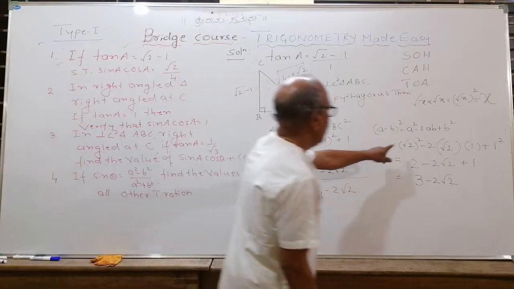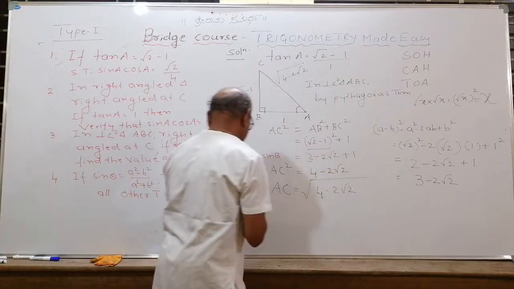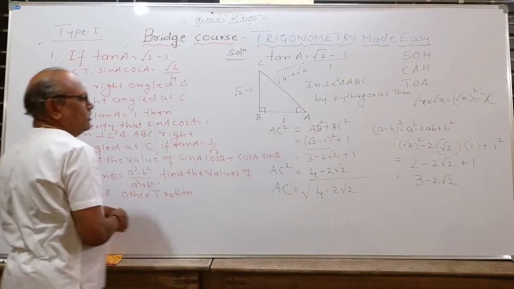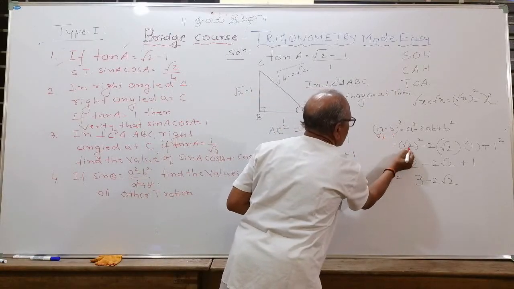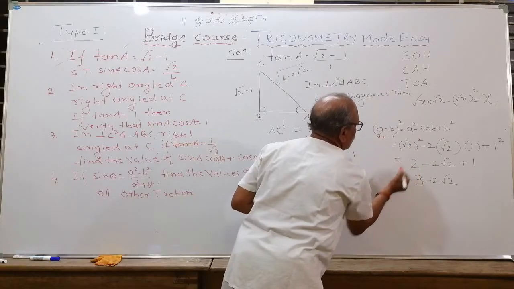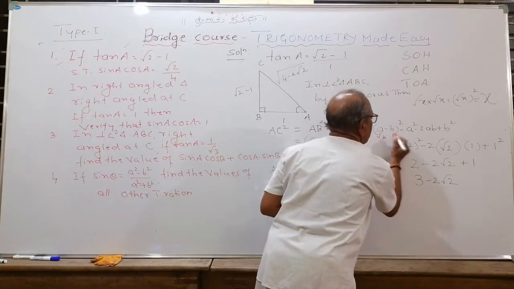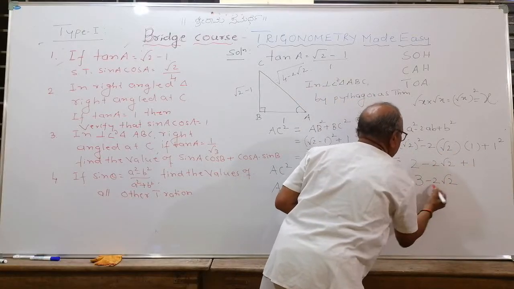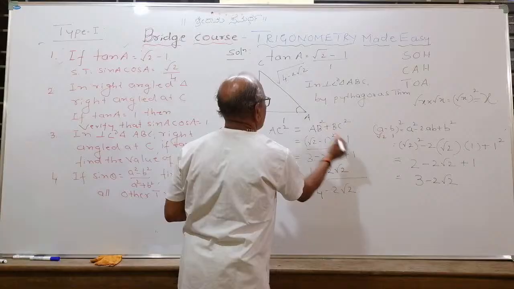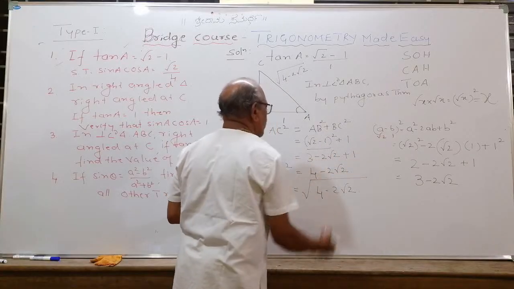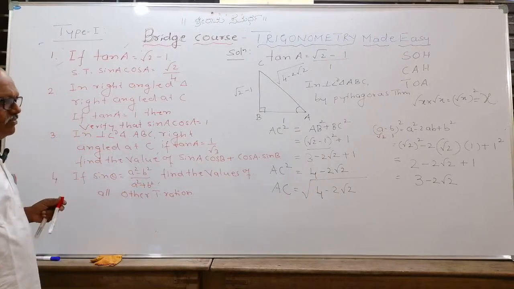I hope you understood. (A minus B) whole square. A square is root 2 square. I am expanding this, try to understand. A is root 2, B is 1. Root 2 square is 2, minus 2 into A into B, root 2 into 1 is root 2, plus B square is 1 square, 1. 2 plus 1 becomes 3 minus 2 root 2. I have written 3 minus 2 root 2. And BC square in the formula will be 1. 3 plus 1 becomes 4 minus 2 root 2. You got it. Up to this stage, any doubts?